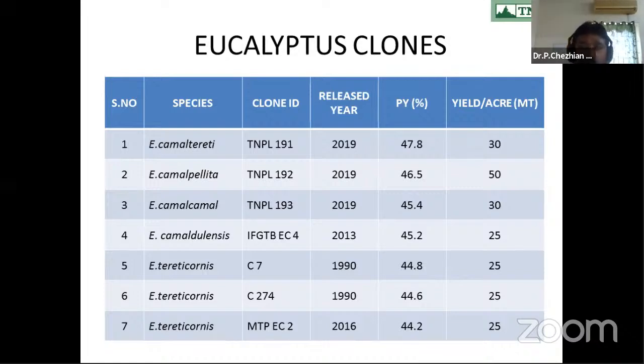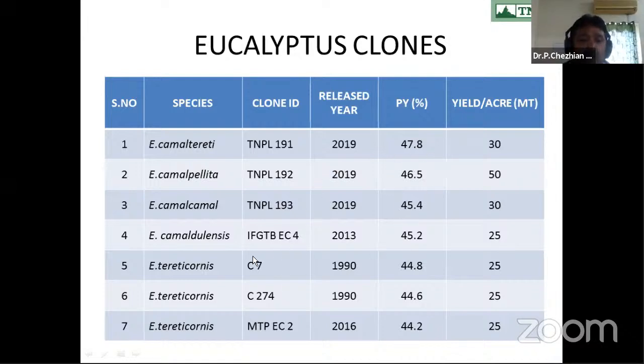This is exclusively for dry land. See, productivity has increased, as well as pulp yield. So the farmer gets more yield and income, and the company gets more pulp yield also, with less area and higher productivity. This is the concept we are working under now.